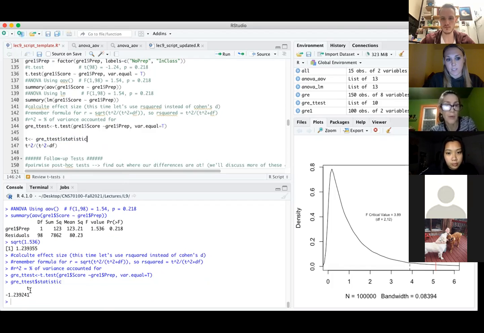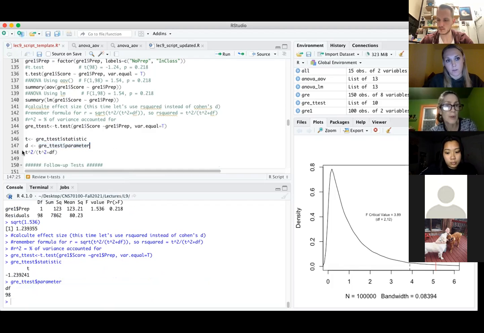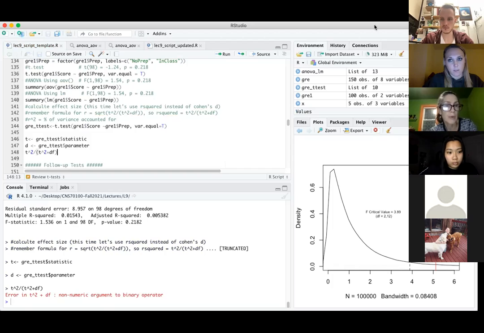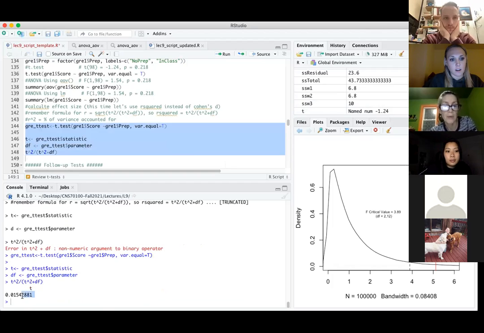So you can see that's my t value here. And you can also grab your degrees of freedom. I think this might be parameter. Let's make sure. Yep, parameter. Oh no, I just ran the whole thing. That's not what I wanted to do at all. All right. So DF here, and then you can see this is our R squared value.